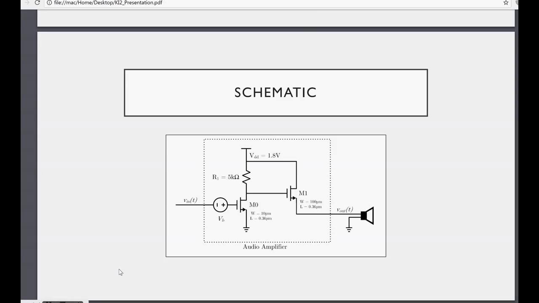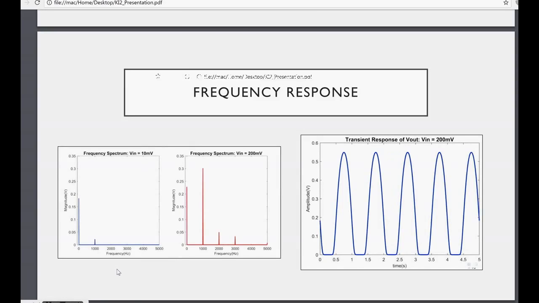Transitioning over to a signals and systems perspective, we have these two graphs. On the left is a frequency analysis where the voltage input is 10 millivolts versus 200 millivolts to see what frequencies are coming out of the system. And on the right, we see just the output, the V out curve, where V in is equal to 200 millivolts. On the left, we notice that at 10 millivolts, there's only two voltage spikes.